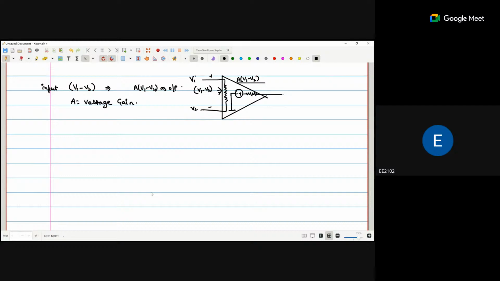But we can't say that the operational amplifier is only a voltage amplifier. Op-amp can be used as a voltage amplifier or current amplifier. Op-amp can be used for both the voltage amplifier as well as the current amplifier.